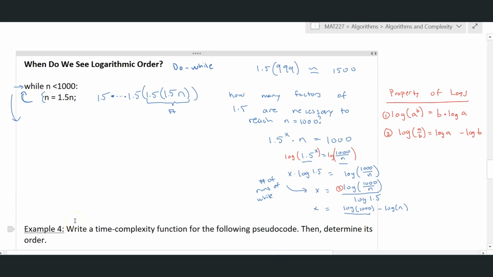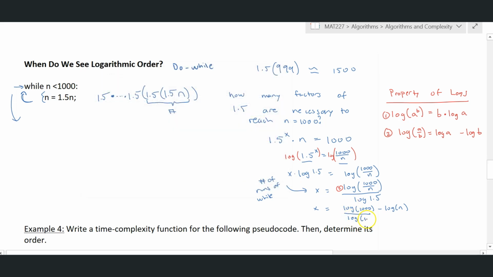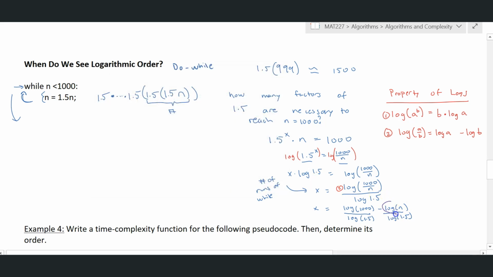It's all over the log of 1.5. So I could take this over the log of 1.5, and I could take this over the log of 1.5. And what I want you to notice here is that now we do see that we have log of n. And dividing by log of 1.5, that's just a coefficient, that's a constant. So really this expression here is the same thing as negative 1 over log of 1.5, that's just the coefficient of the log of n. So see, this is order log of n.